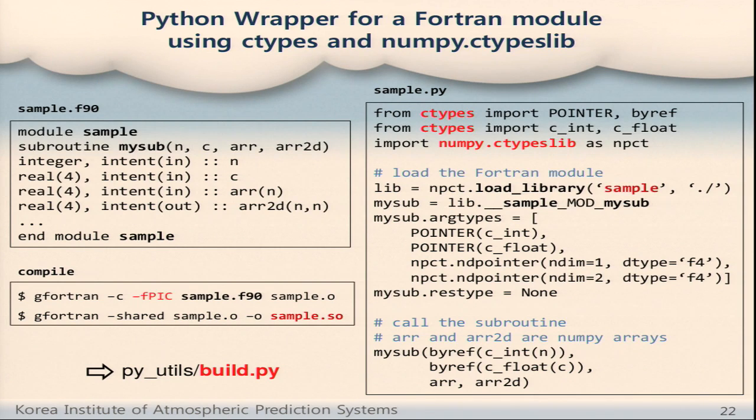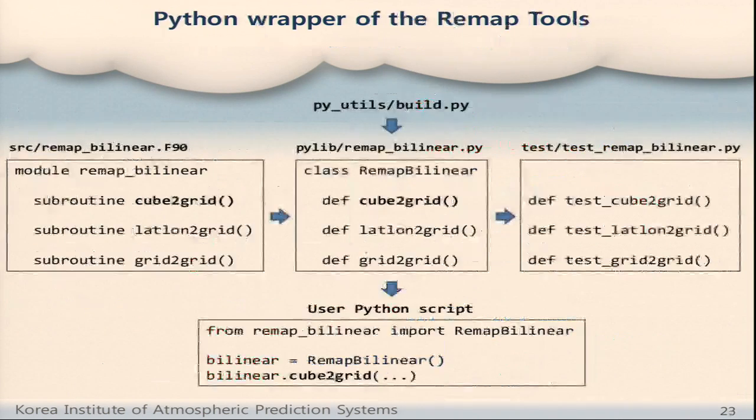Load the compiled file using the NumPy ctypes library in the Python wrapper. Specify the data types of the mySub subroutine and each argument as shown in the right code. Finally, when the function is called, the arguments should be cast to proper ctypes types. In the same way as this example, I made Python wrappers for Fortran subroutines in the remapping toolkit.